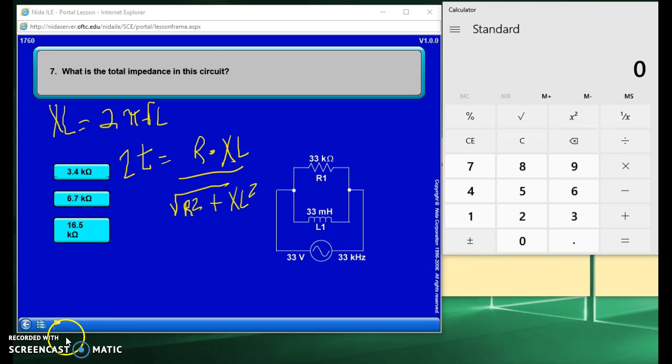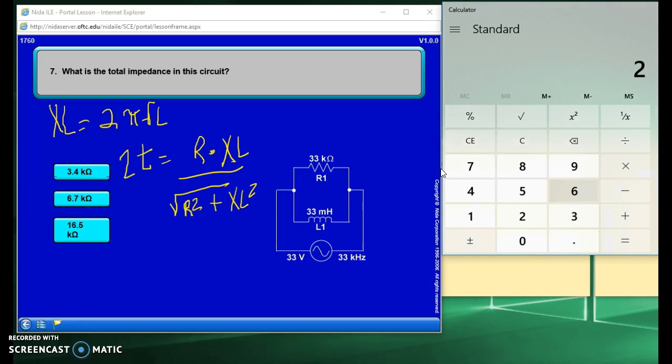Okay, I went ahead and put up a couple of formulas here because we're almost out of video time and I wanted to get this one knocked out. And that's our X of L formula and our ZT formula. So we only have a single resistor and a single inductor here. So we've got to solve X of L to get the ohmic value of this inductor. So let's do that first.